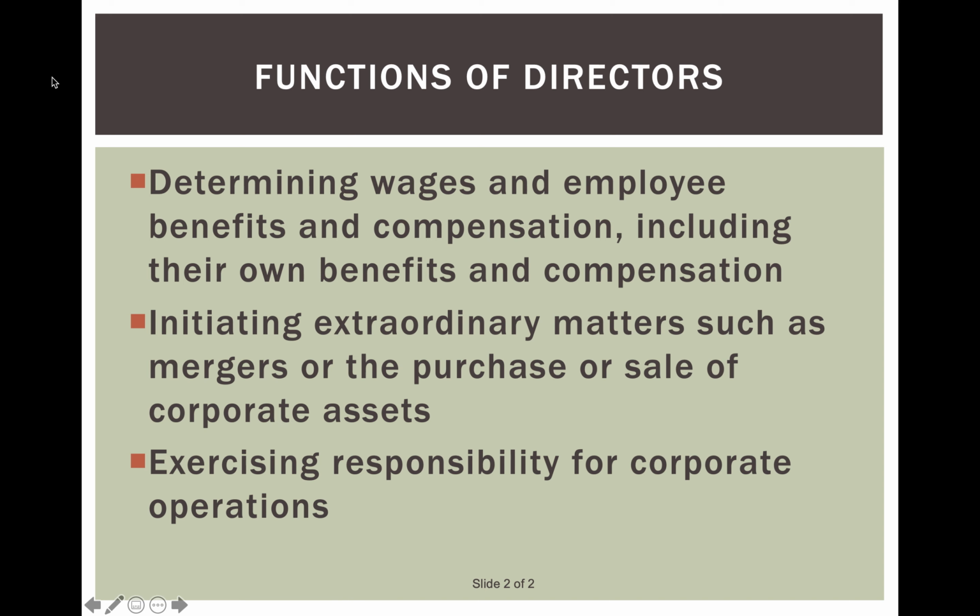Determining wages and employee benefits and compensation, that is something that directors may do. That is not necessarily in every field, I will say, but depending on the corporation, that might be. I know that I have previously voted on whether certain folks were entitled to raises. And again, as a director, I never felt like that was really my say.